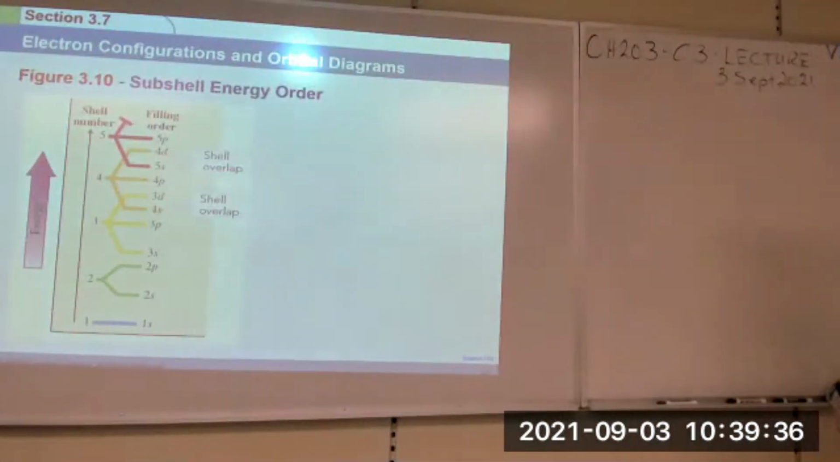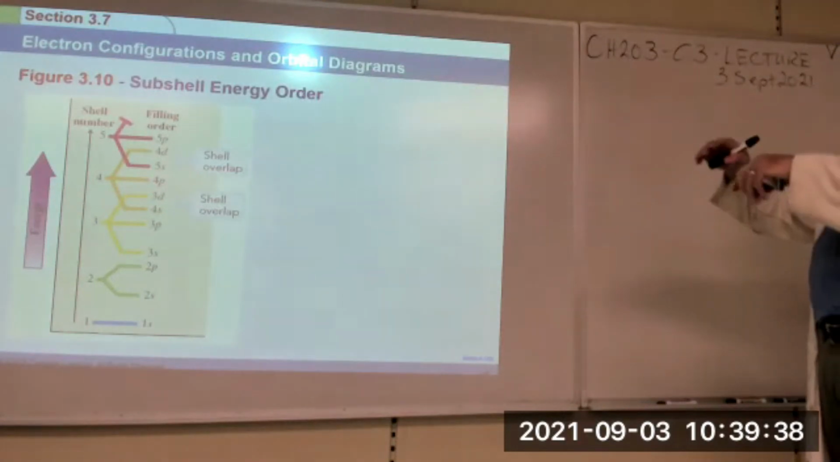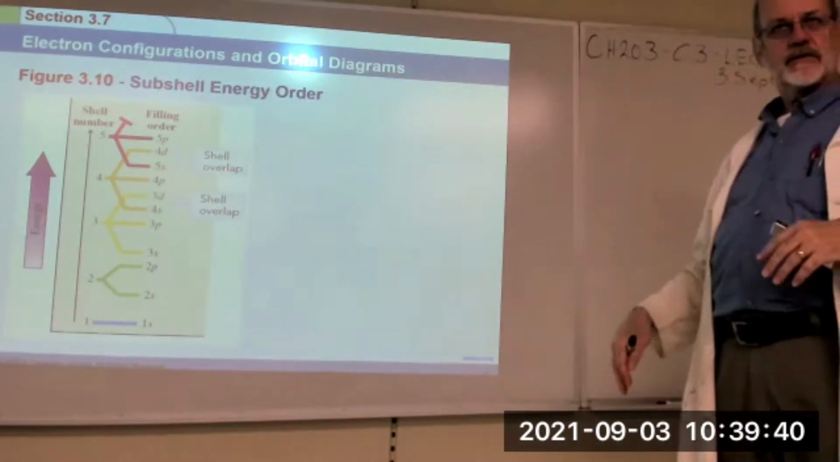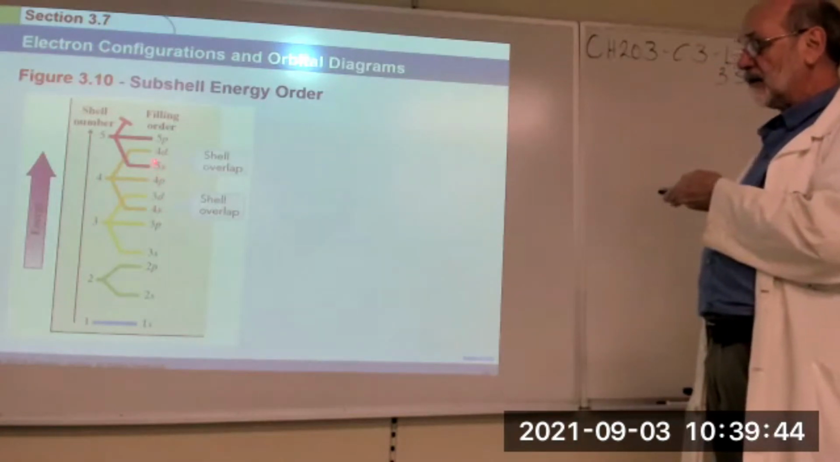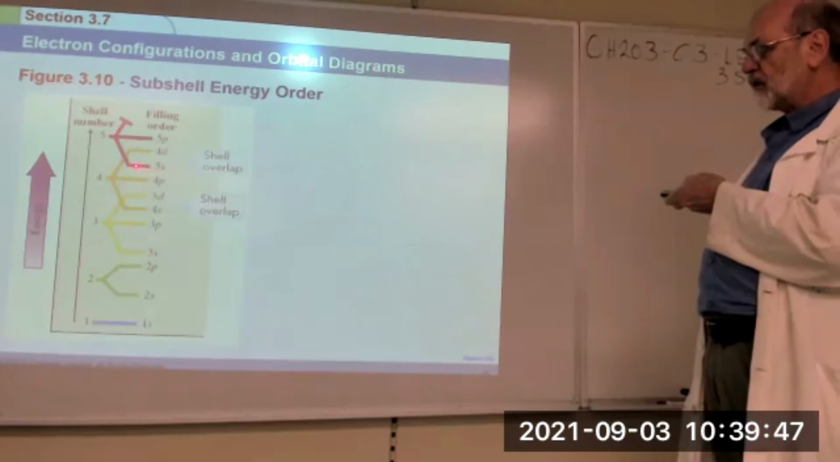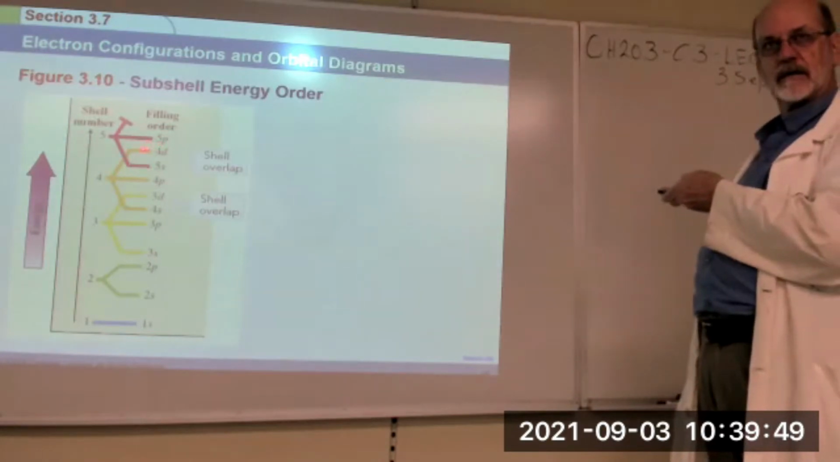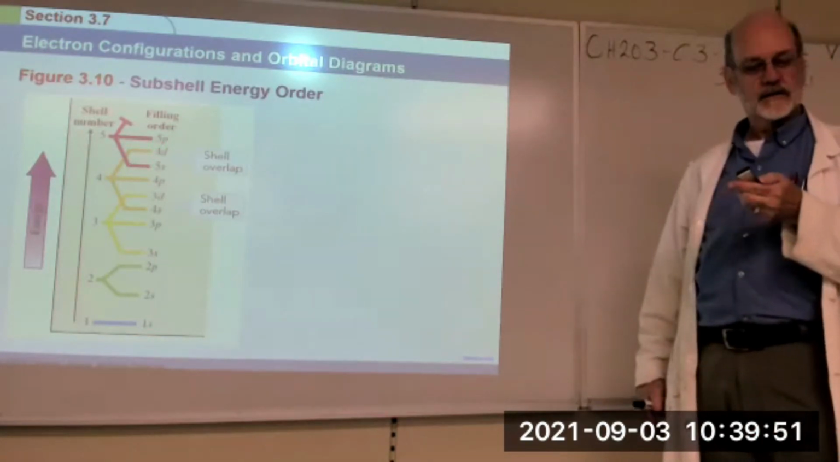Okay, so here's the method we use to account for these shifting energy levels, the counterintuitive shifting. We would expect 5 to be a higher energy level than 4. So this one we would expect to be up here underneath the P. But no, it's not.